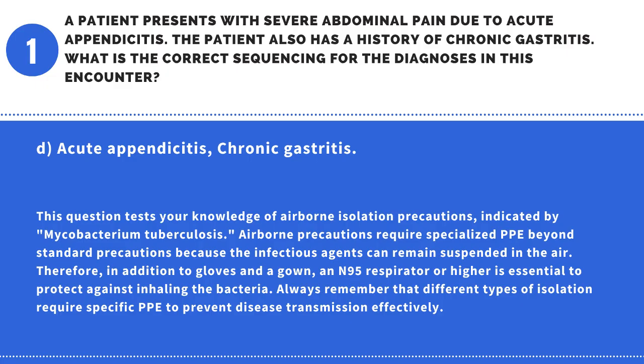This question tests your understanding of primary diagnosis sequencing in ICD-10-CM. The chief reason for the encounter, acute appendicitis, is the primary diagnosis because it is the condition requiring the patient's current visit and treatment. The abdominal pain is a symptom of the appendicitis and would not typically be coded separately when the definitive diagnosis is known. The history of chronic gastritis is a coexisting condition but not the reason for this specific encounter. Always sequence the diagnosis that is the main reason for the visit first.